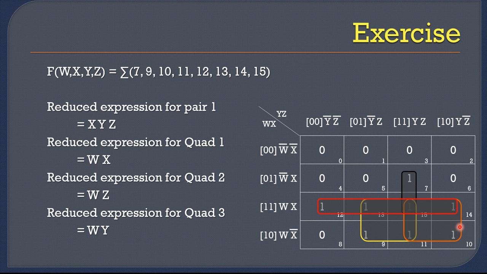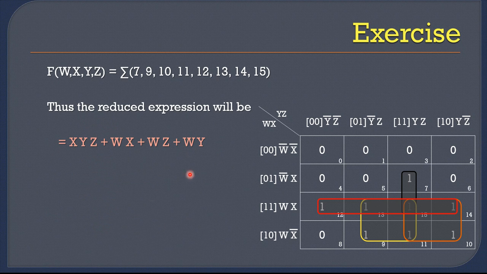Now finally, very simple, you're going to combine all these, okay, XYZ plus WX plus WZ plus WY. So this will be the final reduced expression, okay. So this is SOP form, sum of products form, okay. So this will be the final answer for the question that has been asked.